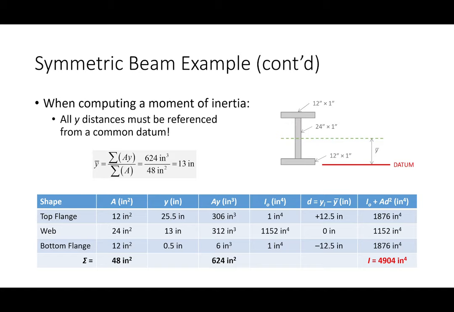We take this d value. The d value is the distance from the centroid of the whole thing to the centroid of each shape. That's why it's zero here for the middle. It doesn't really matter whether you subtract one way or the other, because whether this value is positive and this value is negative or vice versa, you're going to square it. Okay. So we take I plus Ad squared, sum all this up, and we get a moment of inertia of about 4,900 inches to the fourth. Okay. And remember, the moment of inertia is really just a measure of flexural stiffness.